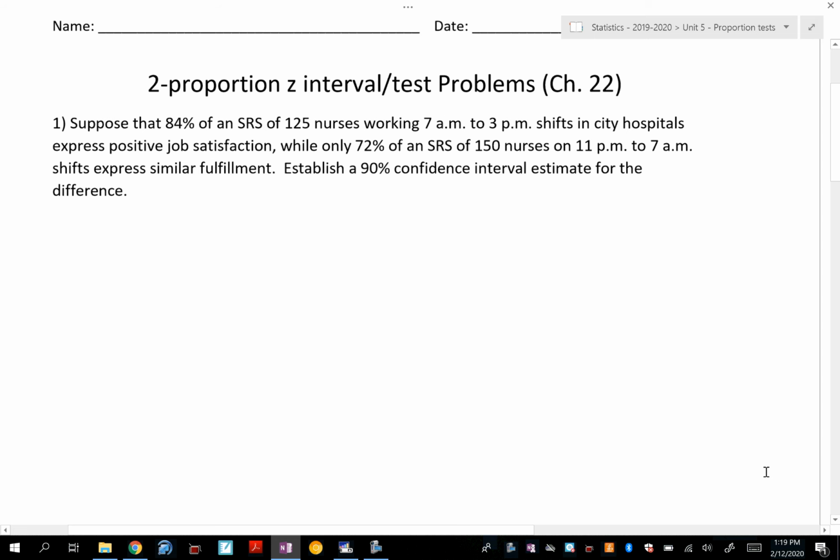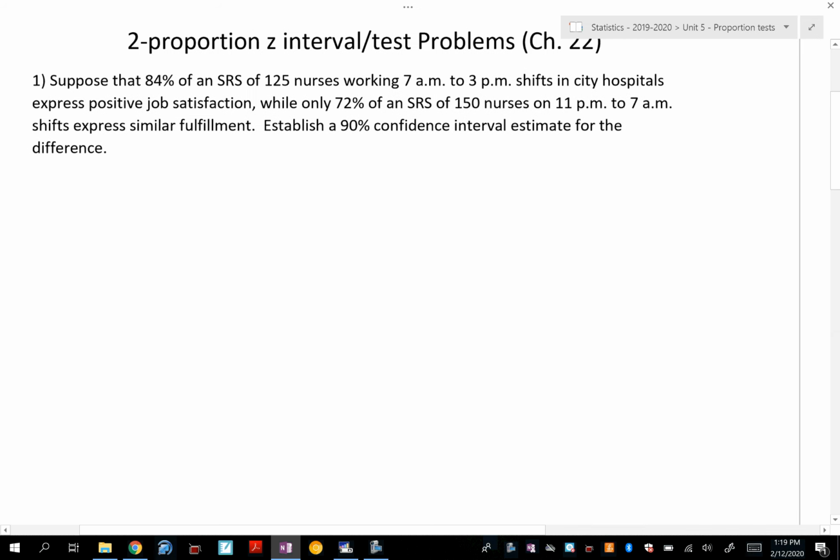Okay, so I would like to go through this question about the nurses working a day shift and nurses working a night shift and make a confidence interval about their positive job satisfaction. What I did first was label the proportion from the sample for the nurses that work from 7 a.m. to 3 p.m. as the day shift, so I used a capital D for the subscript. The other nurses, working from 11 p.m. to 7 a.m., are the night shift, so I put a subscript N.